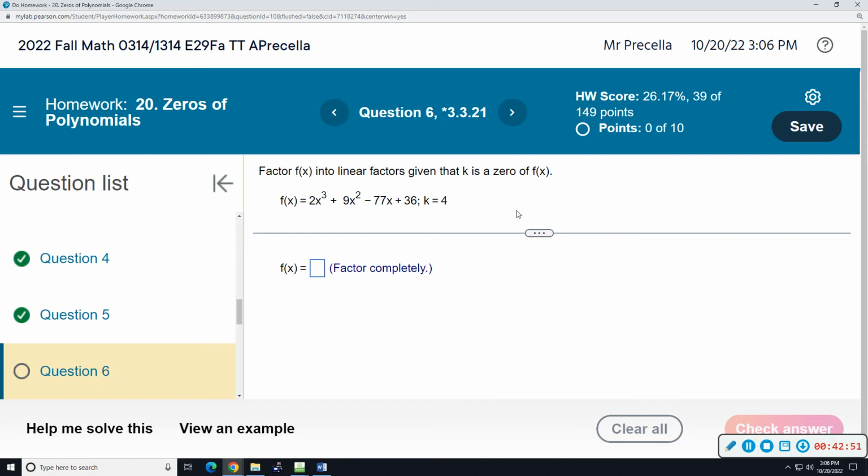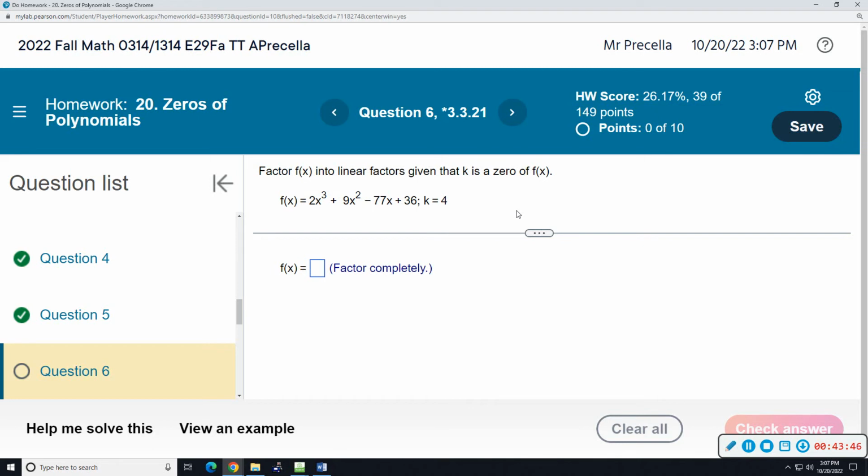F of x equals 2x to the third plus 9x squared minus 77x plus 36. And we're told k equals 4. Our answer here is going to be three sets of parentheses. When you're factoring a quadratic, there are two sets of parentheses in your answer. When you're factoring an x cubed, there'll be three sets. And so that's what we're trying to do: figure out what those three sets of parentheses are.